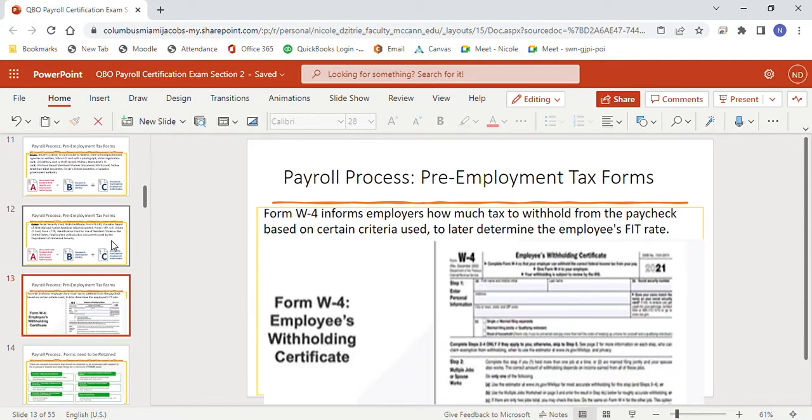The other form that you need to fill out is your W-4, and this informs employers how much tax to withhold from your paycheck based on certain criteria used, and that would be your allowances, your pay period, and how much pay you get.